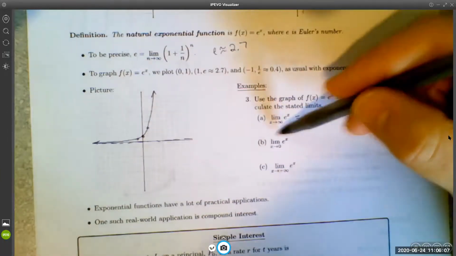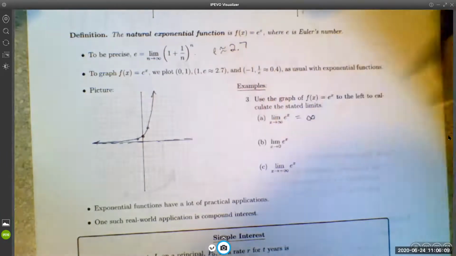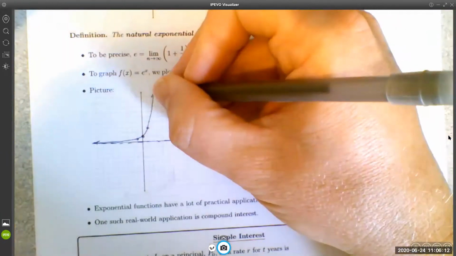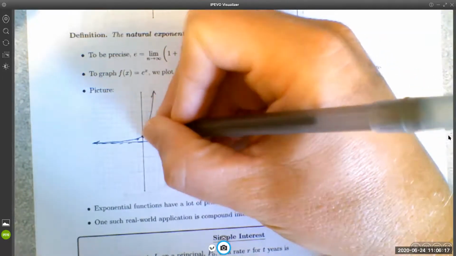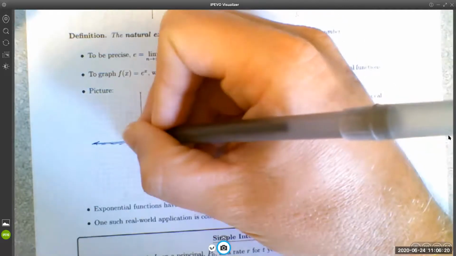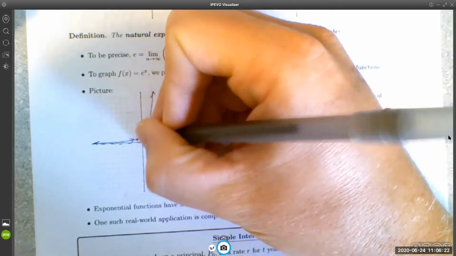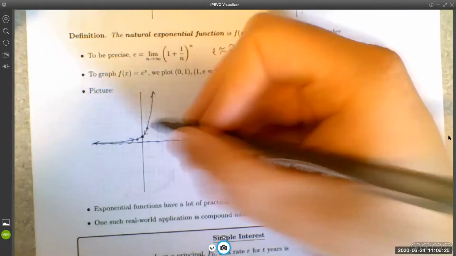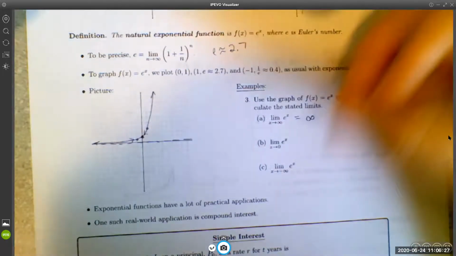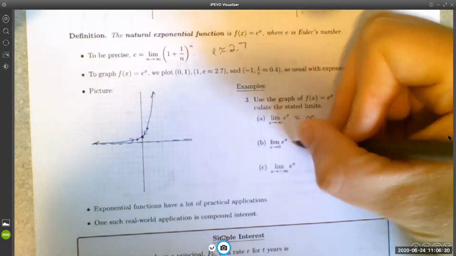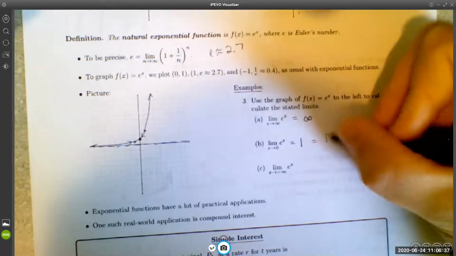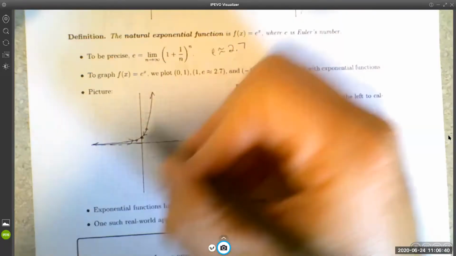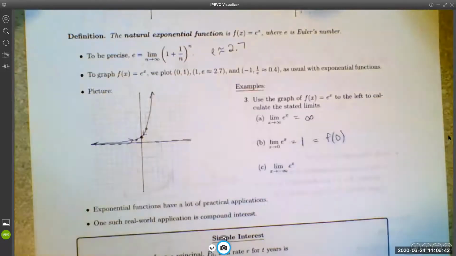Part B asks for the limit as x approaches 0 of e to the x. So as we approach from the left, e to the x is approaching 1. As we approach from the right, e to the x is approaching 1. Since we are approaching the same value from both directions, we say the limit as x approaches 0 of e to the x is 1. It happens to be the same thing as f of 0. That's because the function is continuous. So of course it's equal to 1.